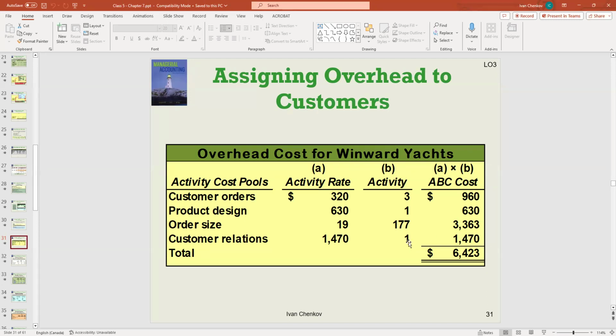That customer is 1 customer. So we're establishing 1 relationship with that customer. For the customer relationship, we're charging 1,470. That's how much it cost us. So for this particular customer, we're going to assign the overhead cost of $6,423. So as you can see, we can calculate for the company, we can go to divisions, and we can go 1 step further. We can go to per client.